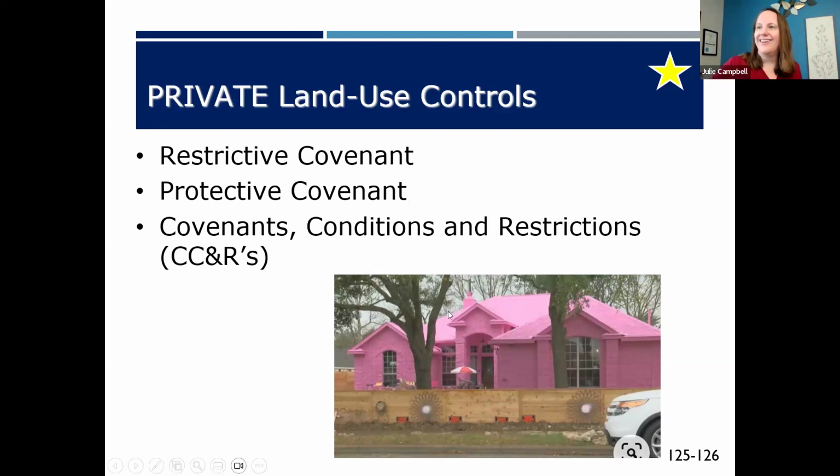Let's see. So why are some subdivisions under an HOA and others aren't? It's how the developer sets it up. Some developers will create it under an HOA, and others may just build a house and not create these covenants.